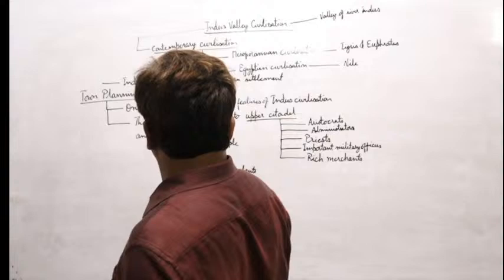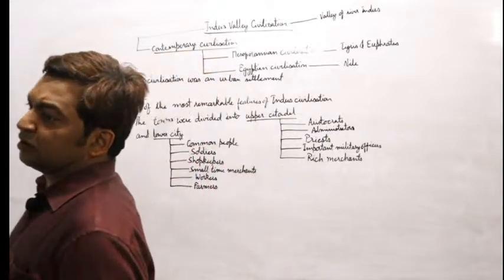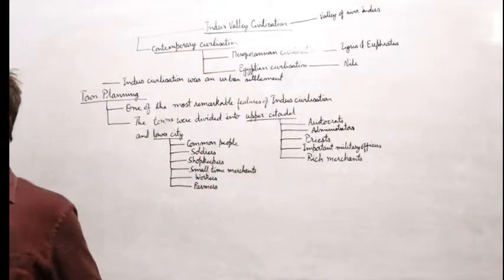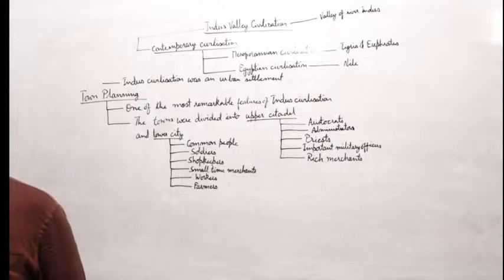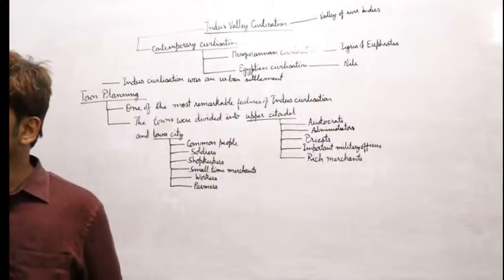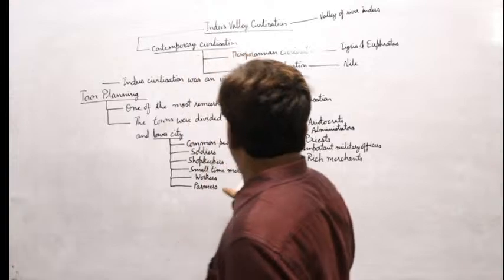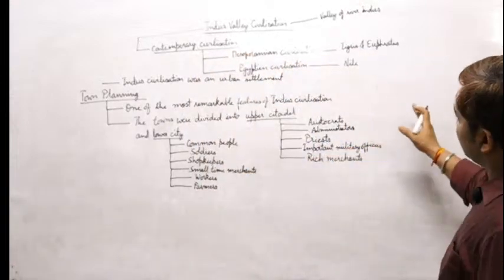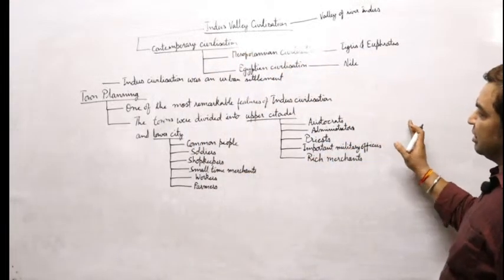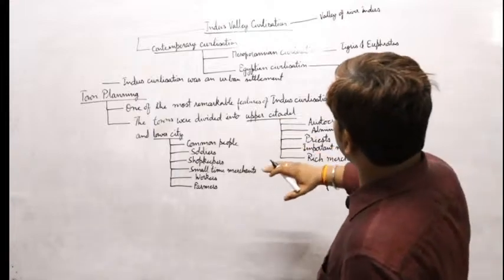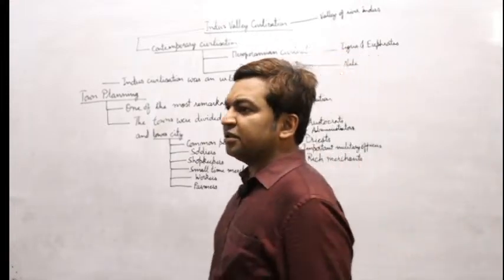So, the towns were divided into upper citadel and lower city, and likewise we also know who were the classes of people who lived in each part of the town.